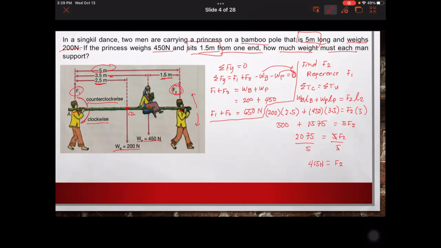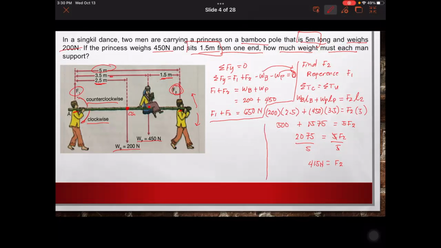415 Newton. So, yung F2 o yung person 2, ang support niya para mabuhat niya yung bamboo at yung princess ay 415. Question? How to get this? So, let's now get the F1 or yung person 1.